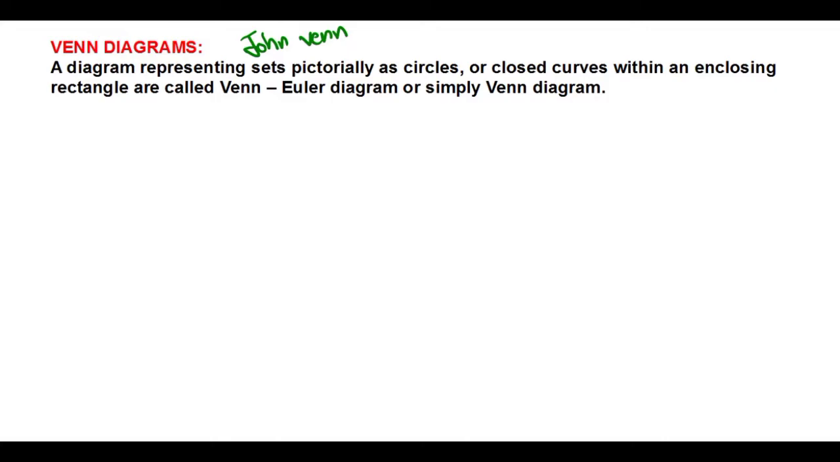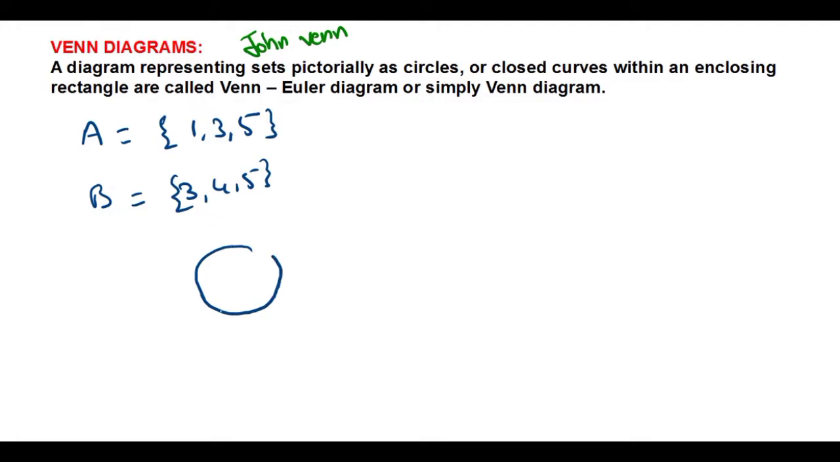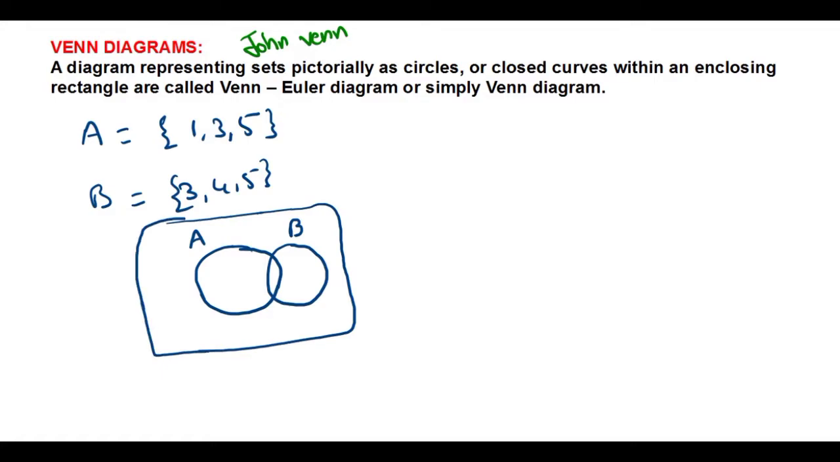For example, set A, same as before, 1, 3, 5 I am taking. Set B, something like 3, 4, 5. Okay, then how to represent this in a diagram? The 2 sets we are taking like this, set A, set B. Generally Venn diagrams are represented by circular shapes, and this rectangular box represents the universal set.